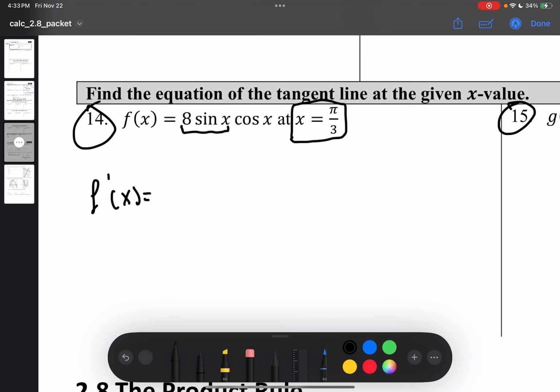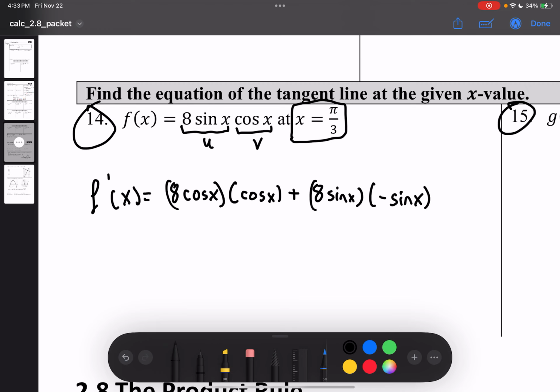So u, I'm going to take it as all of 8 sine x, and cosine x is going to be my v. So u prime is going to be 8 cosine x, v is going to be cosine x, plus u, which is 8 sine x, and v prime is going to be minus sine x. So just using distribution, cosine x multiplied by cosine x will be 8 cosine squared x, minus, because we have a minus sign over here, 8 sine squared x.